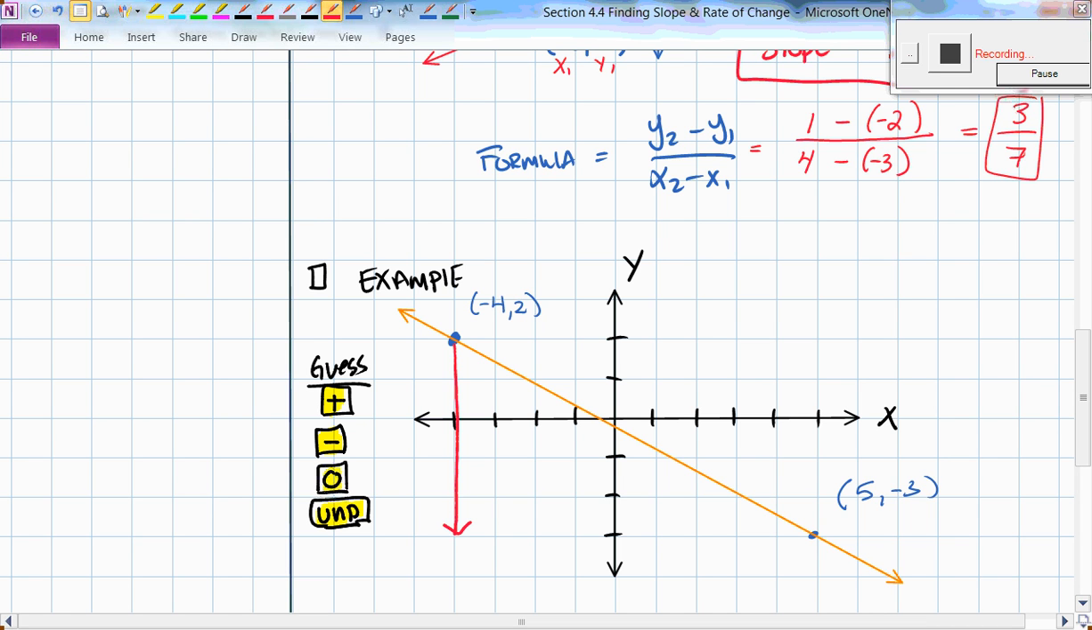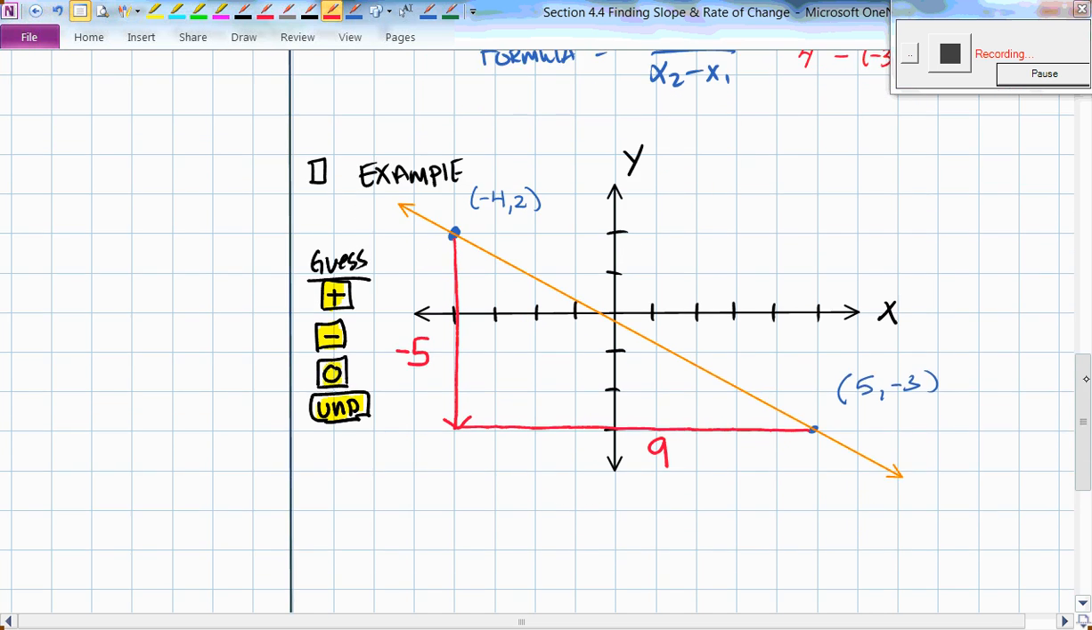So go ahead and count. How far down do you have to go? 1, 2, 3, 4, 5. So I had to go down 5. So I'm going to call that negative 5. I'm going down 5. You guys agree with that? Okay, then go over to that point. 1, 2, 3, 4, 5, 6, 7, 8, 9. Looks like I go 9 to the right. You guys follow? All right, good. Let me move this up a little bit so you can see.